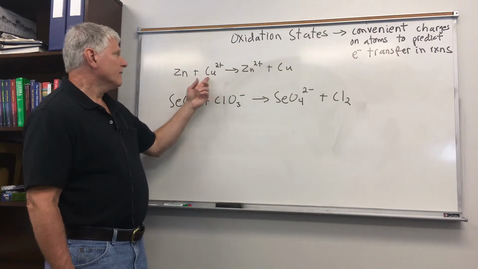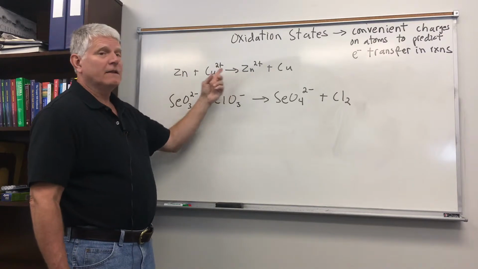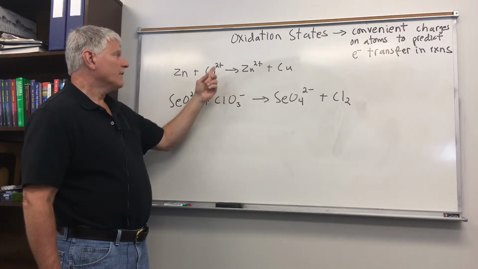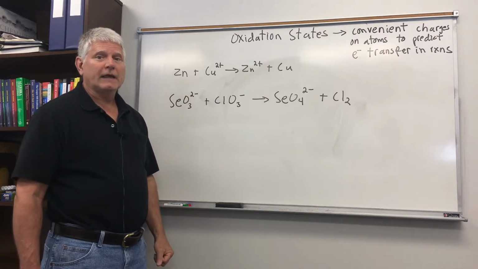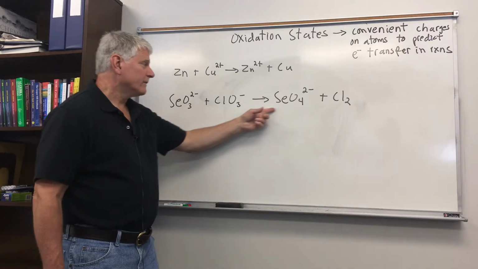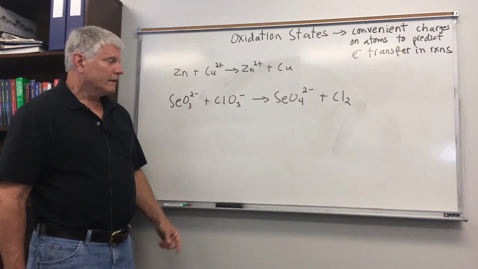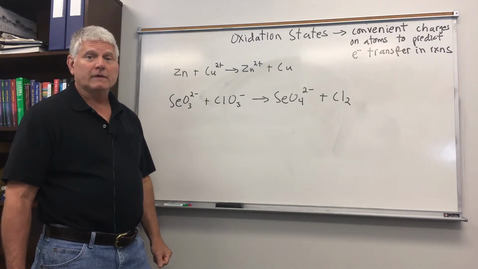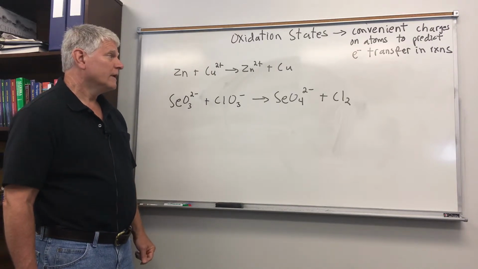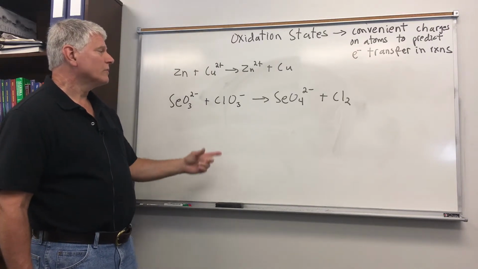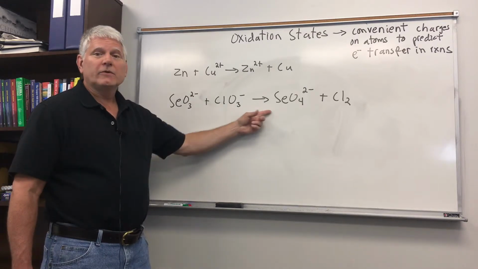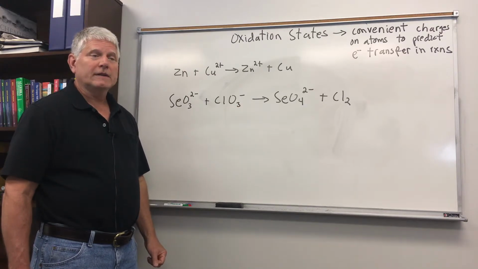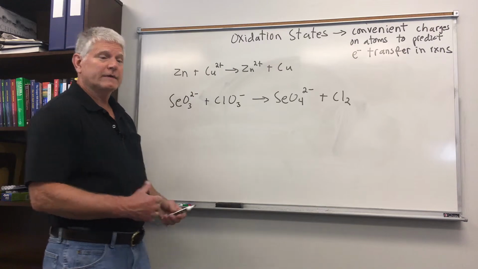So in this top reaction that we looked at before, it's easy to see at a glance that zinc lost 2 electrons and that copper gained 2 electrons in this reaction. But in this bottom reaction, just by looking, it's really difficult to see which atoms have lost electrons and which atoms have gained electrons. So we need a set of rules or a convenient way to be able to monitor the electron transfer in more complicated reactions. And so oxidation states is a way to do that.